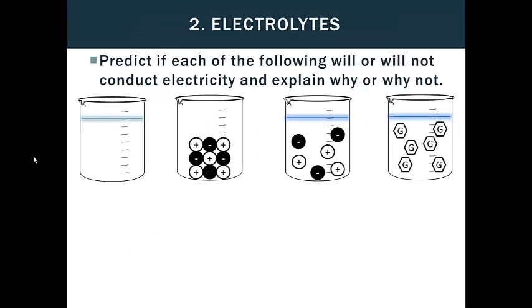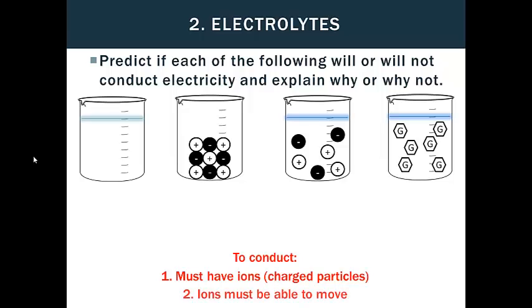The next question asks us to predict if each of the following will or will not conduct and explain why. So in order to conduct, there are 2 conditions. Number 1, we must have ions. We must have charged particles present in the solution in order to conduct. And number 2, those ions must be able to move.